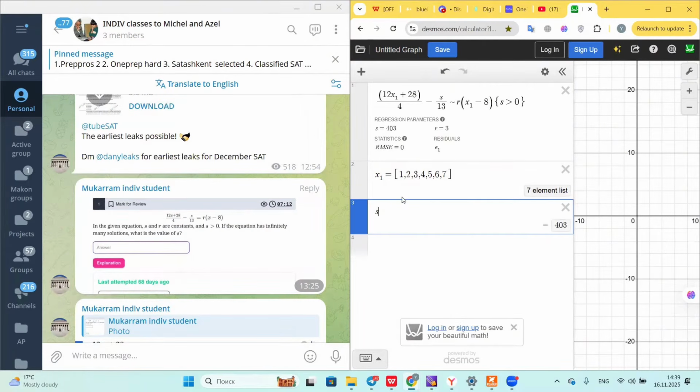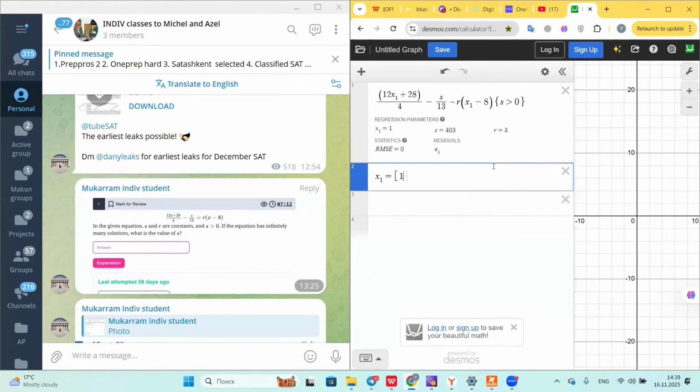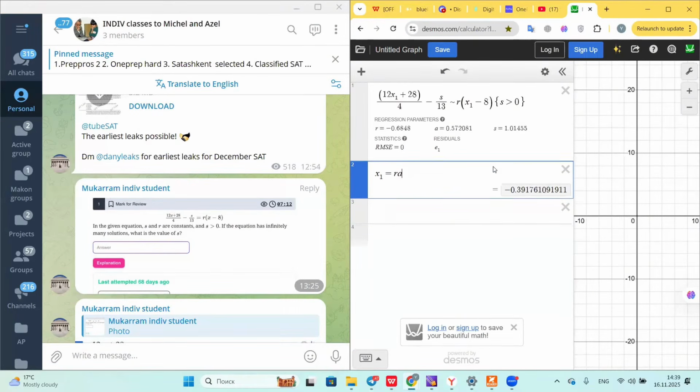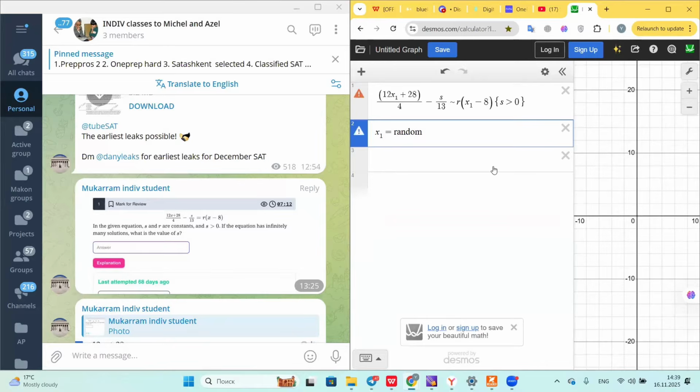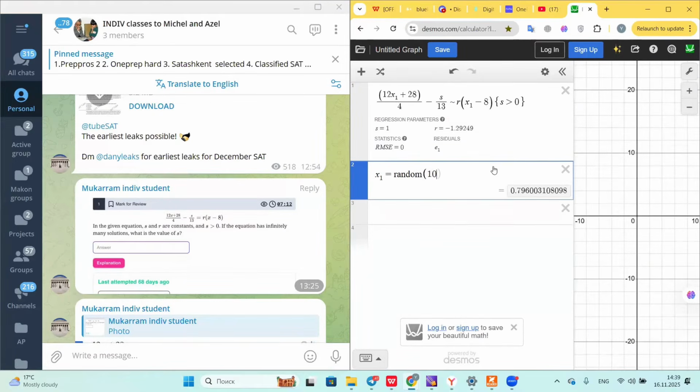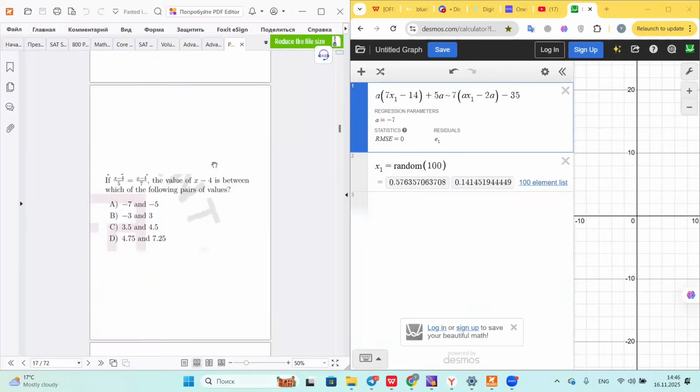Here is how it works. Desmos just takes the value and plugs it in, and it can find the values of s and r like this. The laziest way of doing this is just giving random values for x1. It can be random. This is a Desmos function, the command for random 100 numbers.